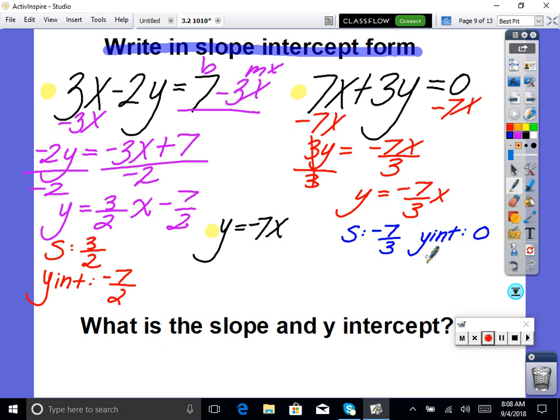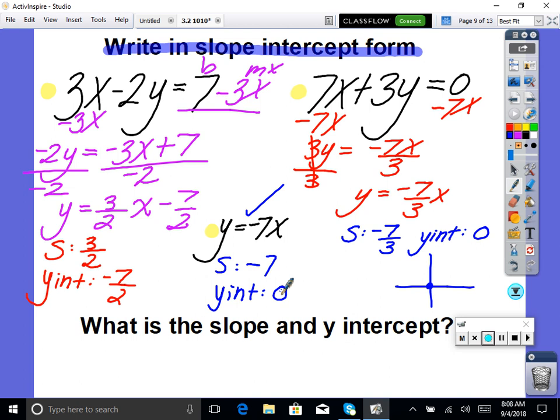So if you were to graph this, you would start at 0, right? And then you go down 7 over 3, down 7 over 3. Okay, cool. And then with this one, isn't it already in slope-intercept form? So then our slope would be -7, and our y-intercept would be 0.